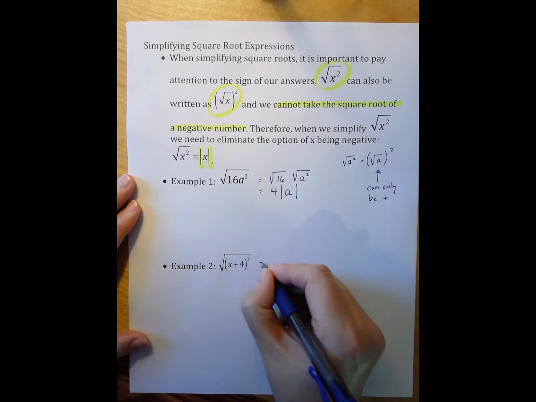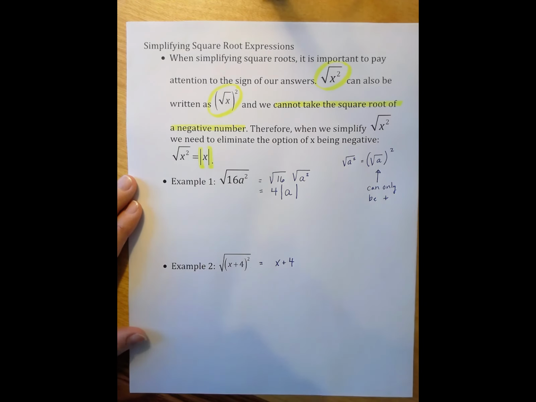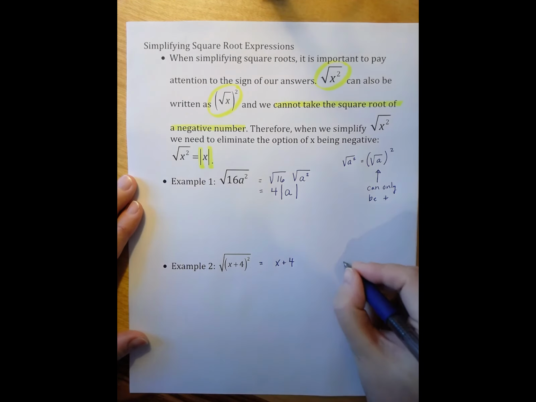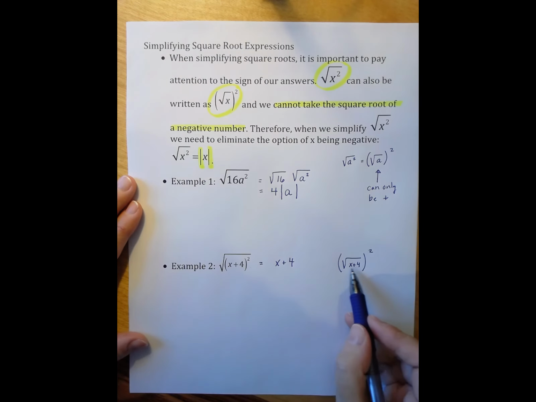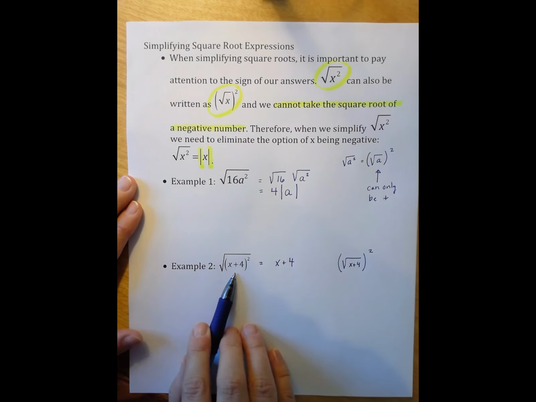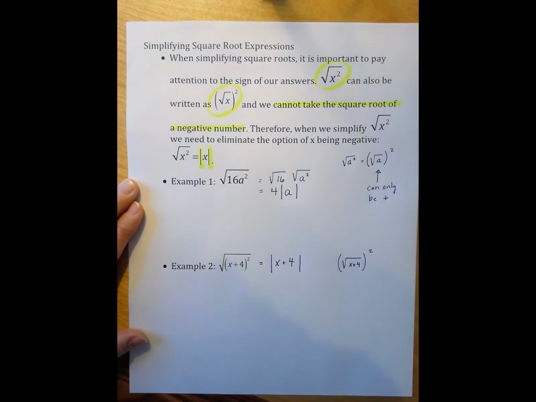So I can simplify this as x plus 4. But again, because I can write this as the square root of x plus 4 squared, I need to indicate that this quantity of x plus 4 can only be positive. And since the problem doesn't tell me it's positive, the way to ensure that it becomes positive is to put absolute value around the expression.